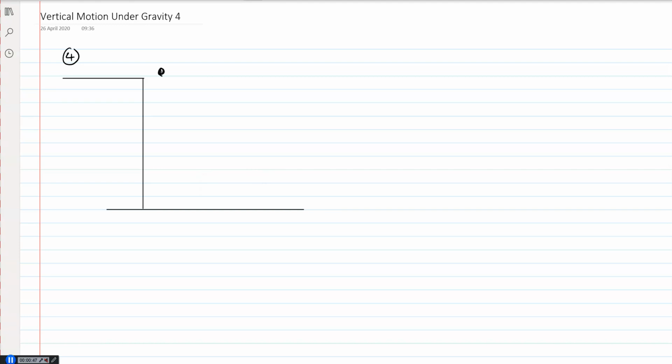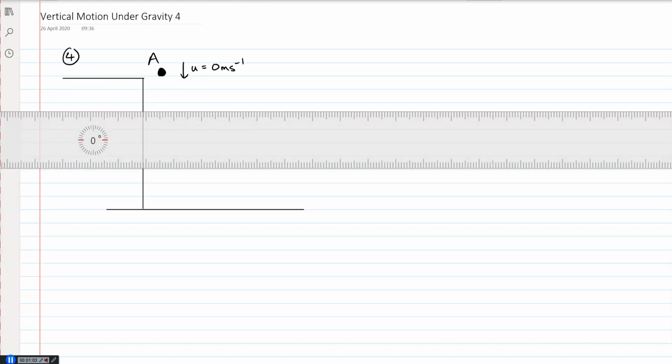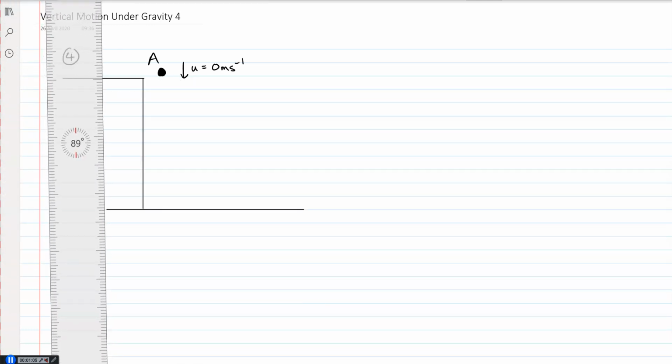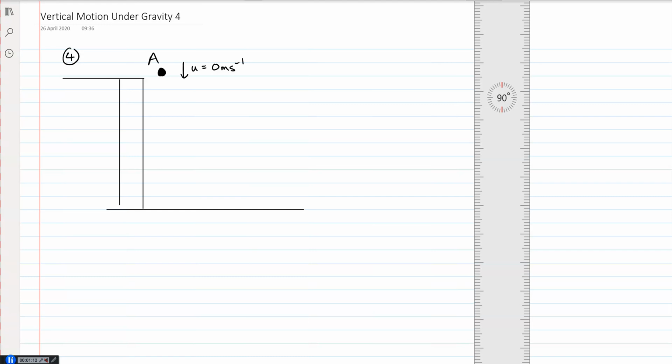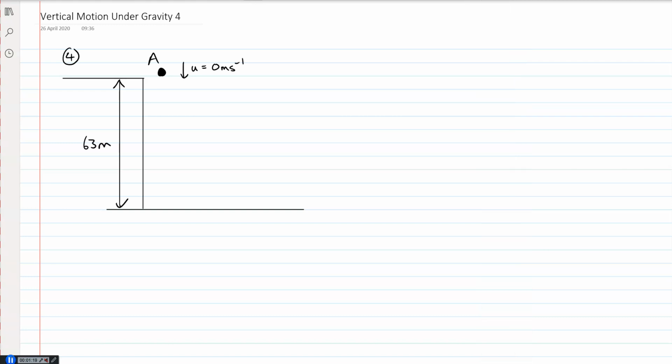So let's say here's our ball A. It's falling vertically from rest. So from rest means its initial velocity will be 0 meters per second. And the tower is 63 meters high. So we can label that here. 63 meters. Again, we won't call this S because it's just a distance at the moment. It's not a displacement from any particular point, so we'll just leave it as a distance for now. So that's the first little bit done.